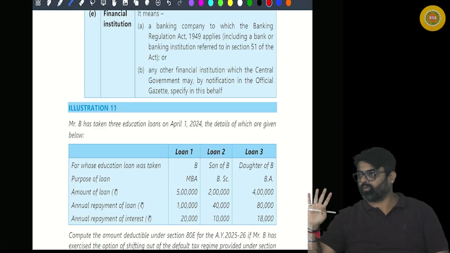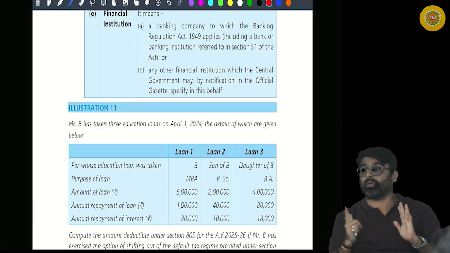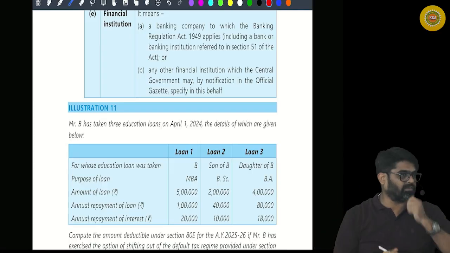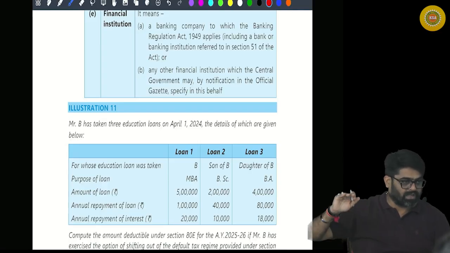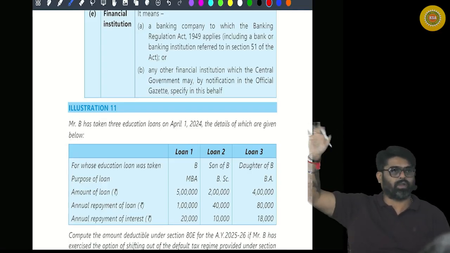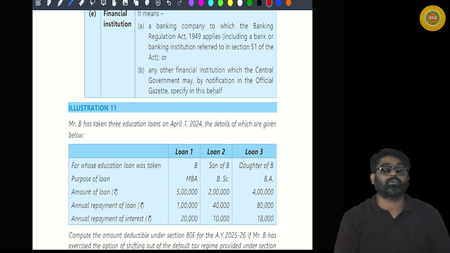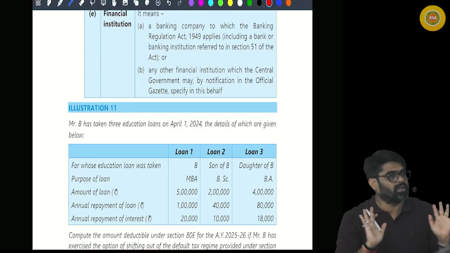The total payment of interest, starting from the year of repayment. What did I say? Starting from the year of repayment for 8 years, the interest will be allowed as a deduction. If the repayment goes beyond 8 years, then you are not going to get deduction after 8 years. But what if the repayment completes within 8 years? Then till the year of final repayment, you are going to get the deduction.